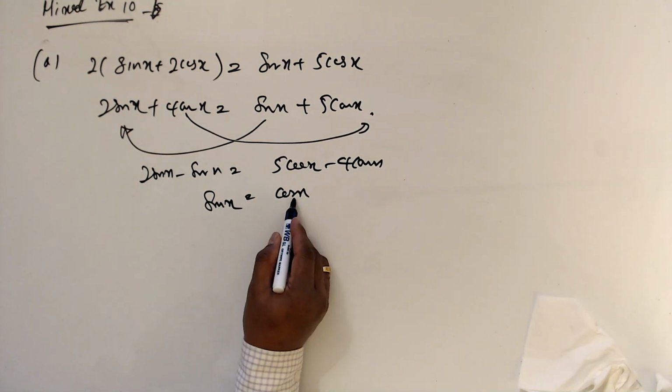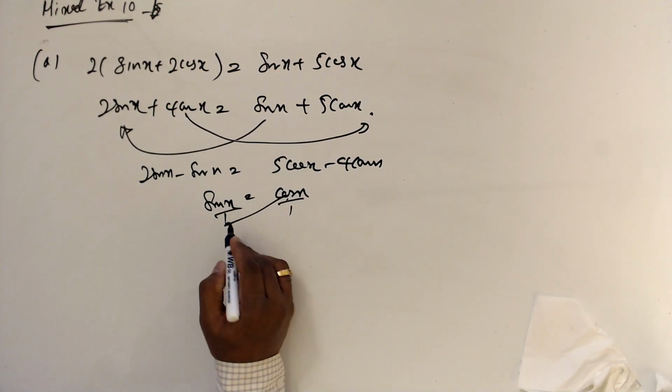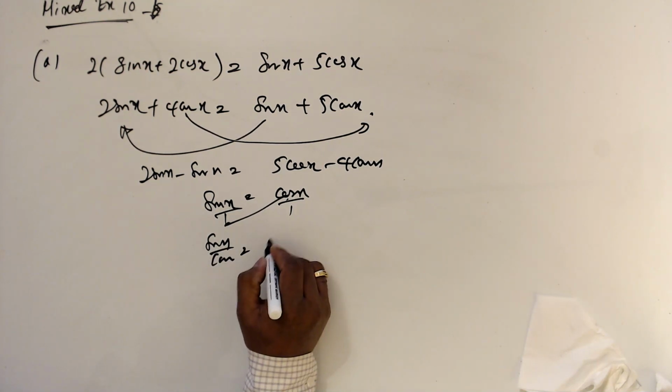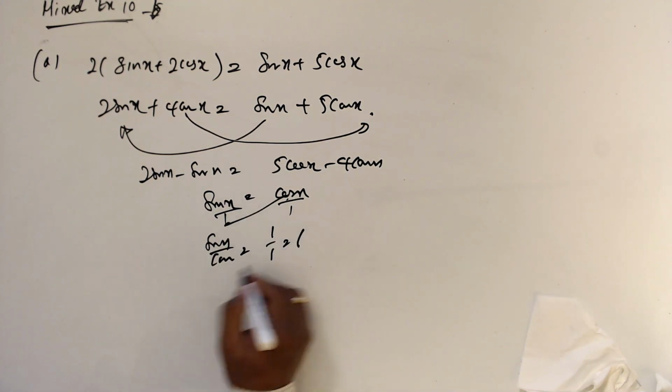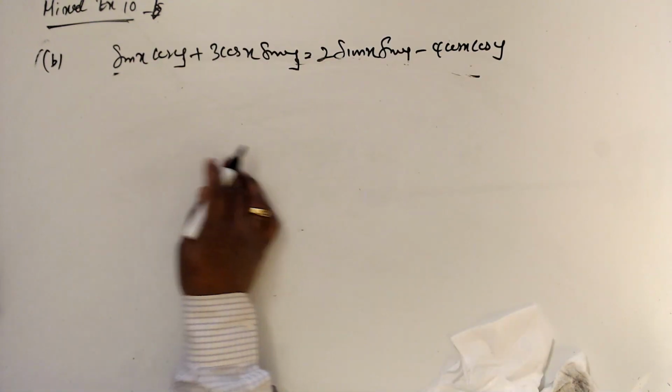Now I need tan x. I'll bring this cos x down. So sine x over cos x equal 1 over 1, which is 1. Tan x equal 1.